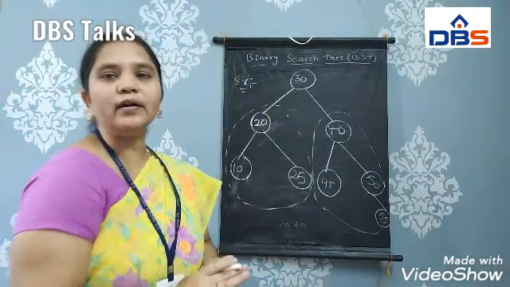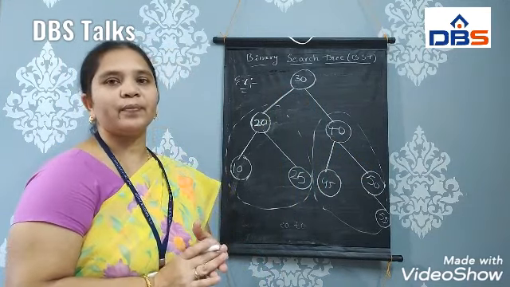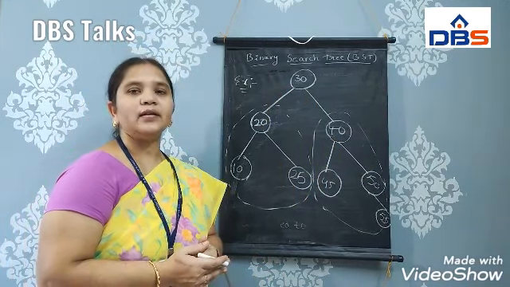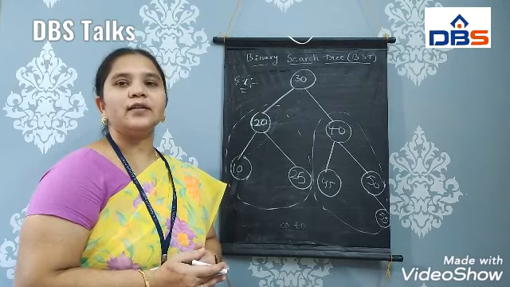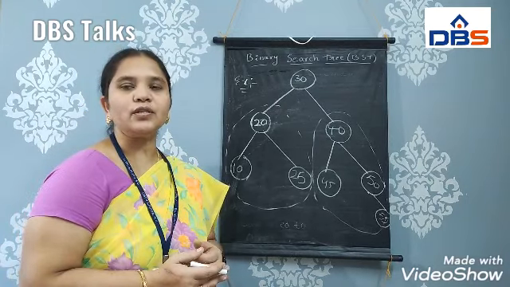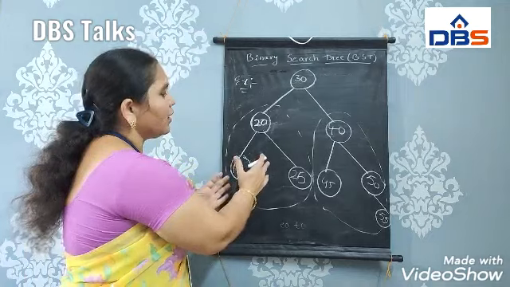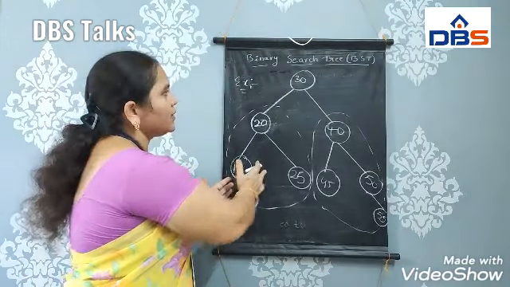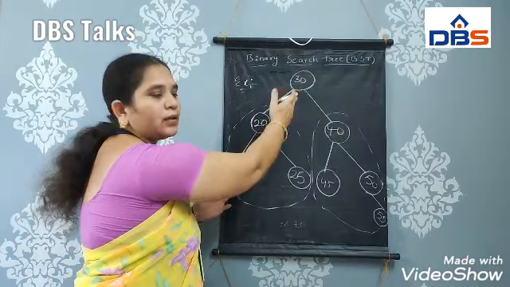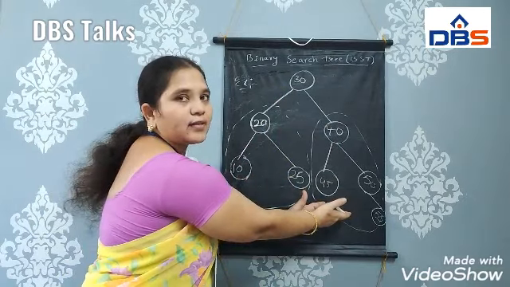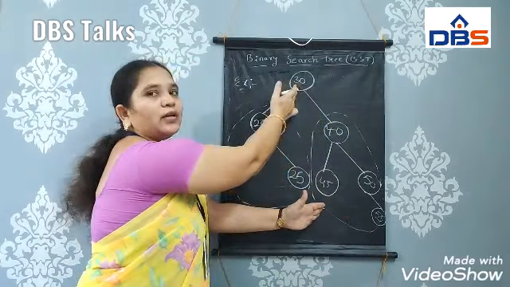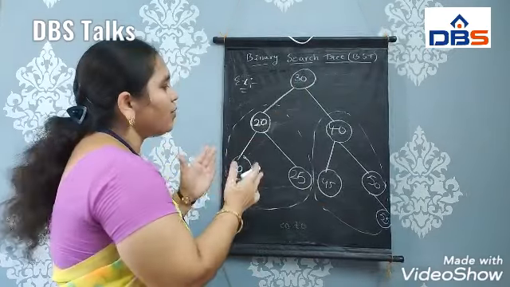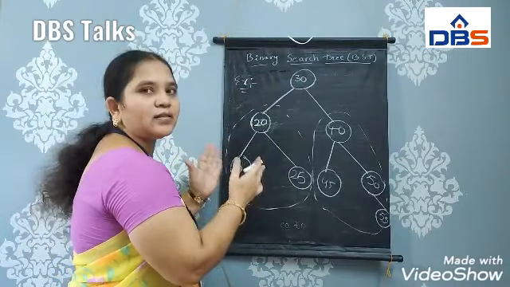Okay, according to our definition of binary search tree. So what is a binary search tree? A binary search tree is a binary tree in which all nodes of the left subtree are lesser than the root node and all nodes of the right subtree are greater than the root node. Okay, this is an example of a binary search tree.